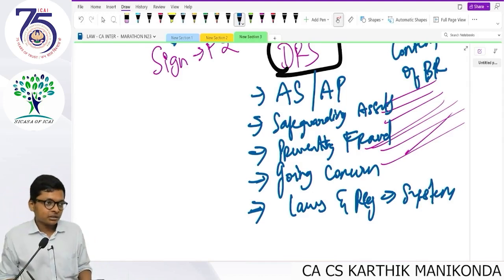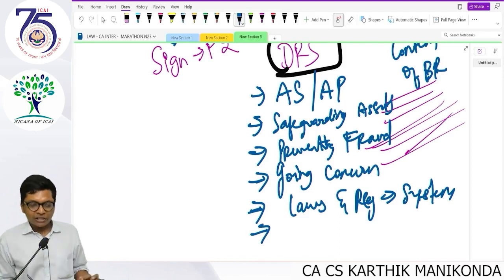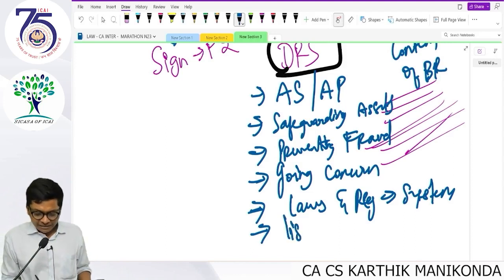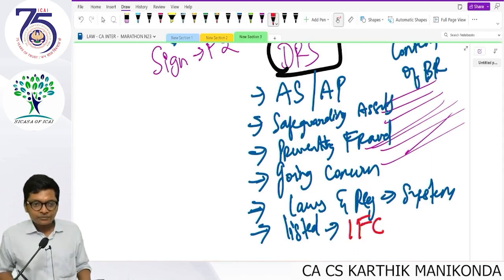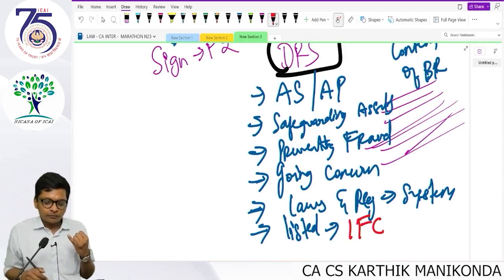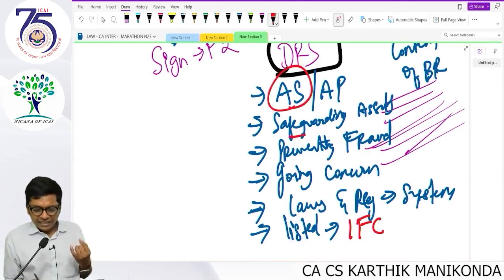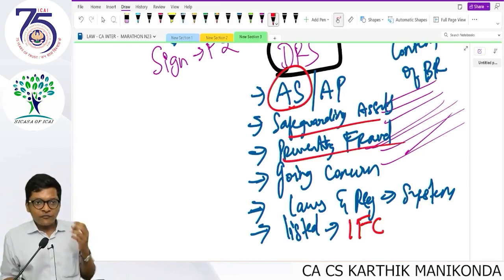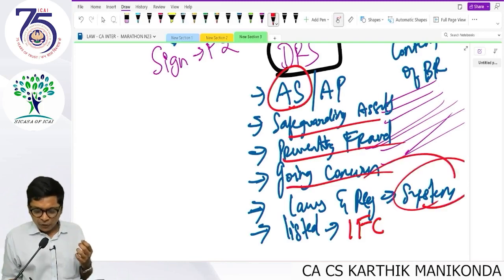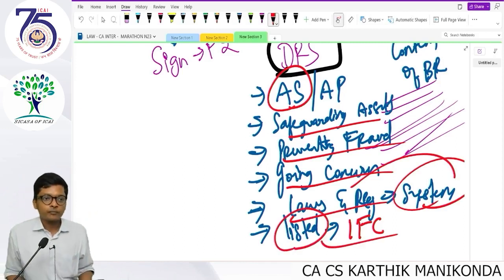Are you following, guys? Clear? Next, if it's a listed company, they should also be responsible for having something called IFC, internal financial controls. So what should the directors be responsible for? Preparing and following accounting standards and accounting policies. Loudly, guys. Safeguarding assets, prevention of fraud, going concern, system for law and regulation. Listed company means IFC. You will expand on these points.